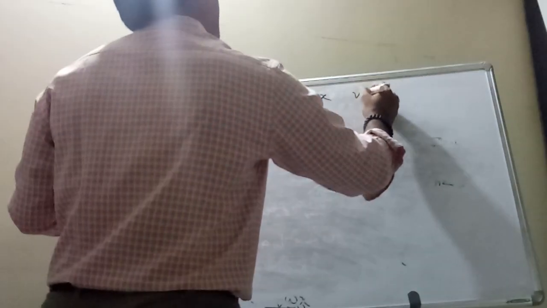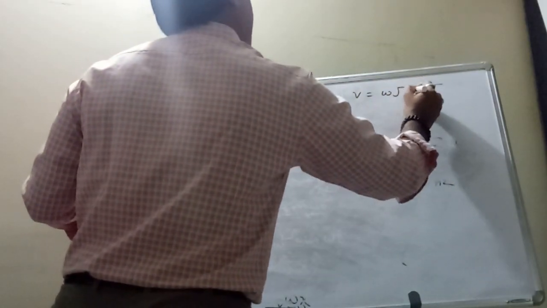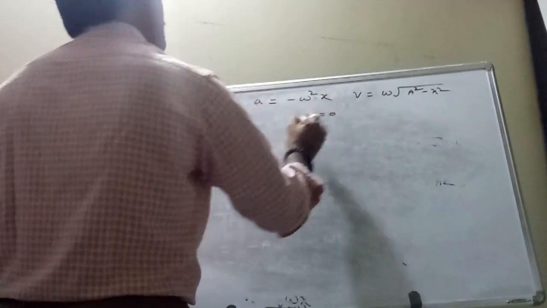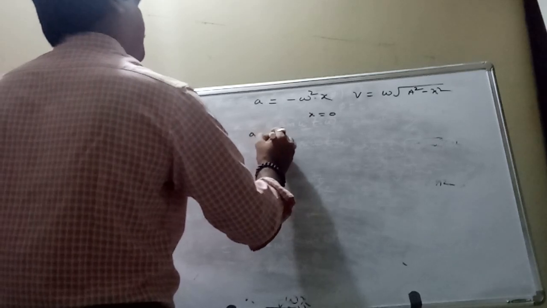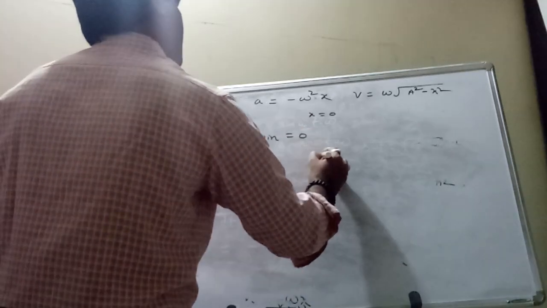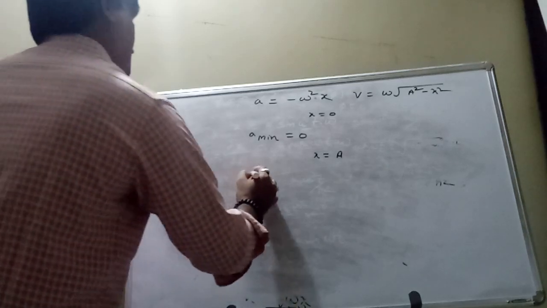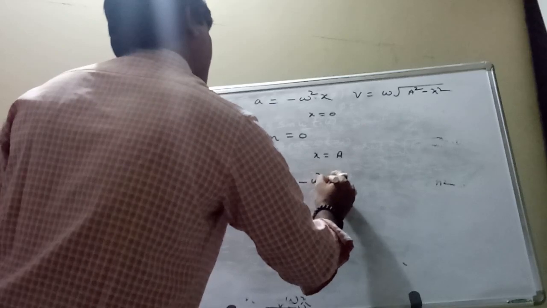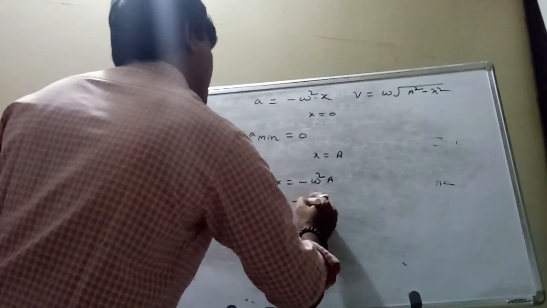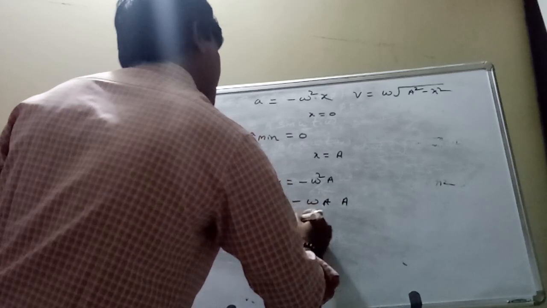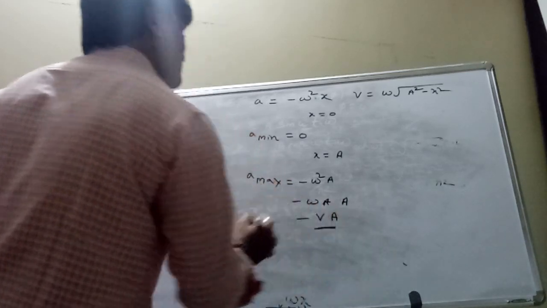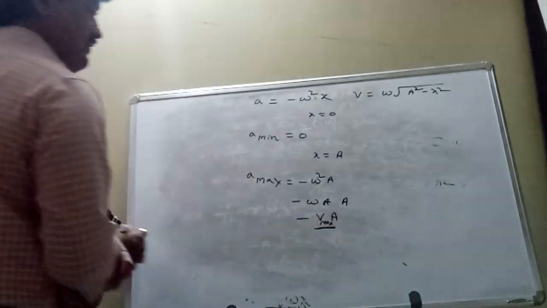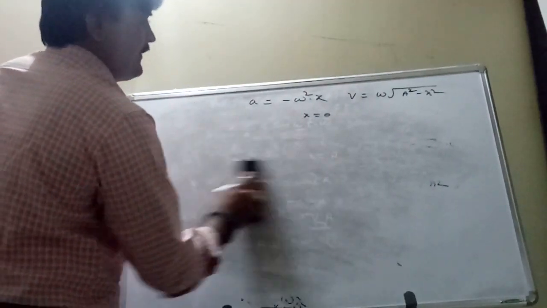So the velocity is v = ω√(a² − x²), and the acceleration is a = −ω²x. At x = 0, the acceleration is minimum, that is 0. At x = a, the acceleration is maximum, that is −ω²a, which is the maximum velocity times ω, that is Vmax ω.